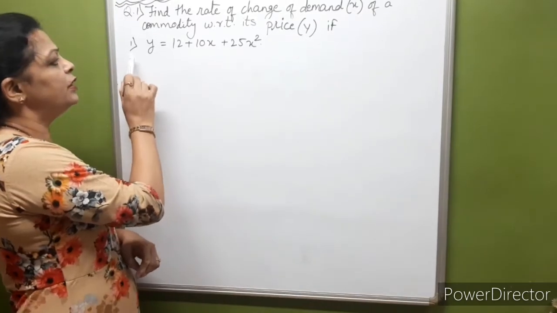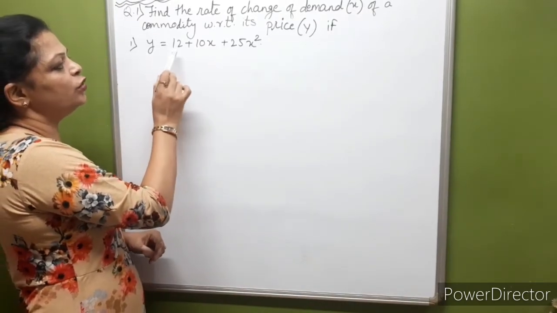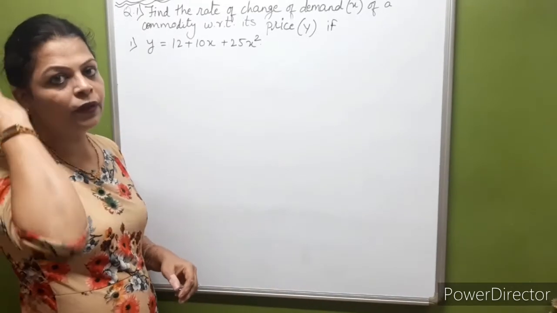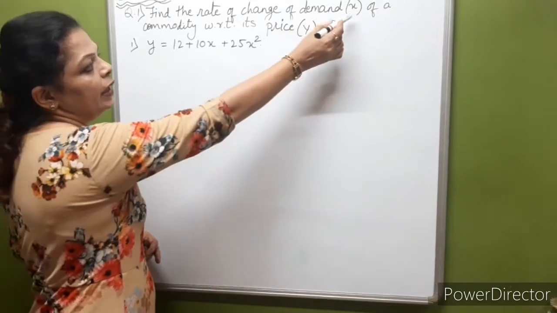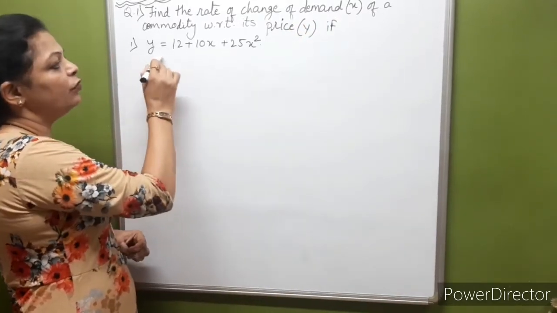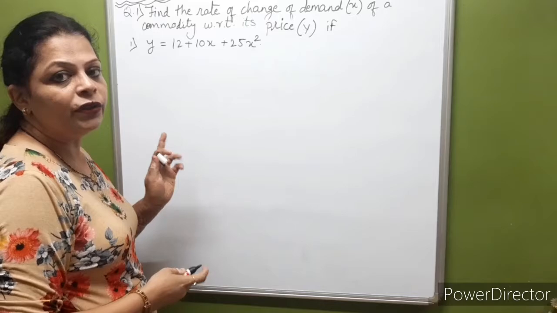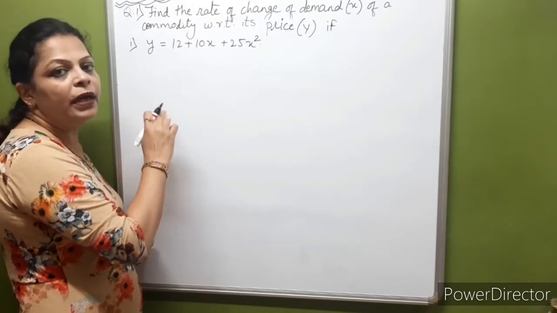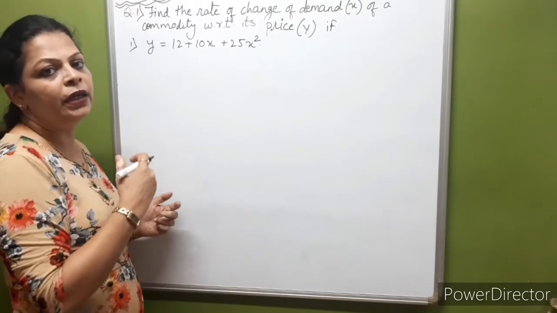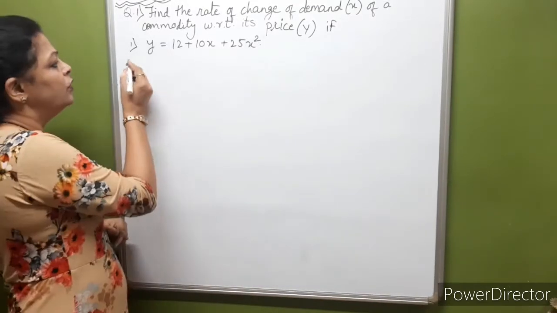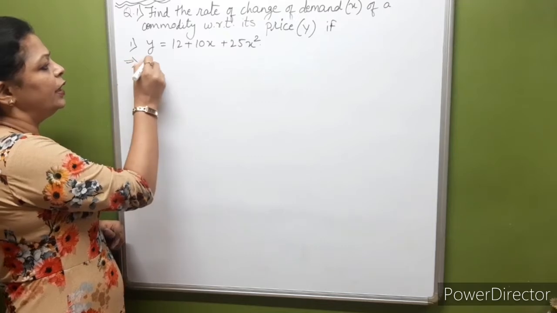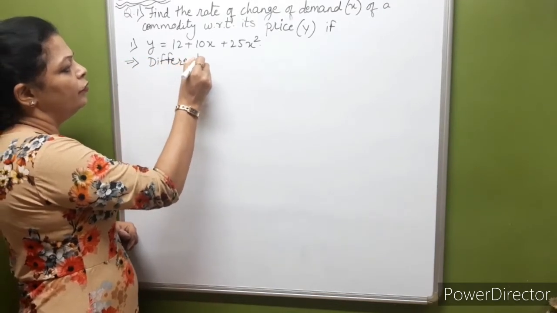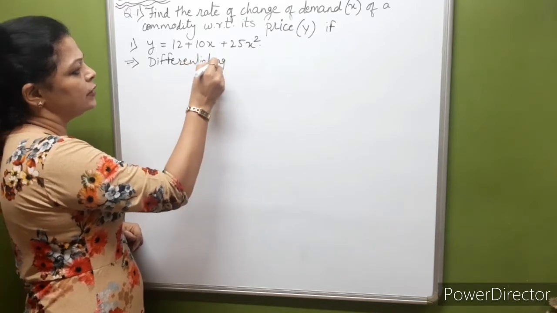And what is given? See the first sub question, y is equal to 12 plus 10x plus 25 x square. Correct? Now see, we have to find dx by dy and the function y is given. So what you have to do? First we'll differentiate y with respect to x, and then by derivative of inverse function we'll find dx by dy. So let's start differentiating with respect to x.